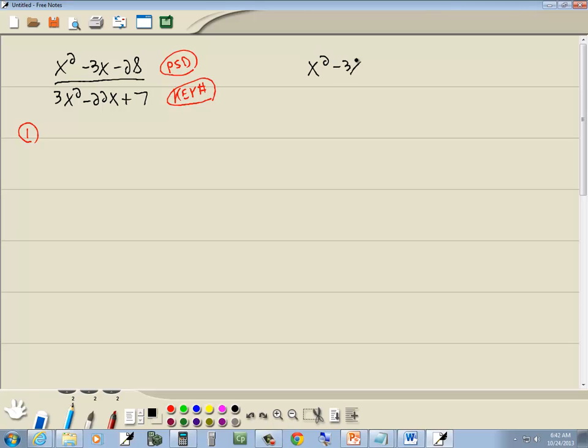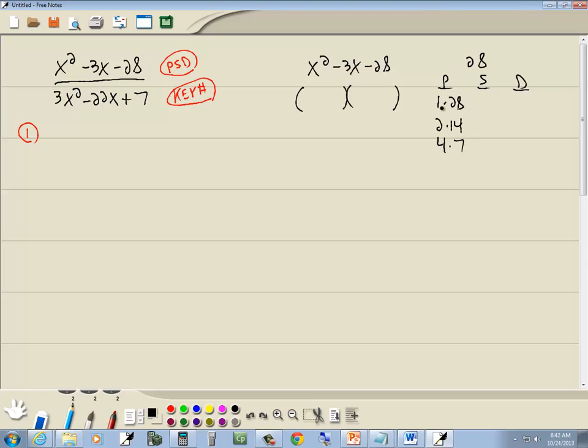X squared minus 3x minus 28. With PSD, we take our number at the end, ignoring signs, so we've got 28. And we come up with our three columns. I'm going to write down all products that give me 28. We've got 1 times 28, 2 times 14, 4 times 7. Those are P for product.